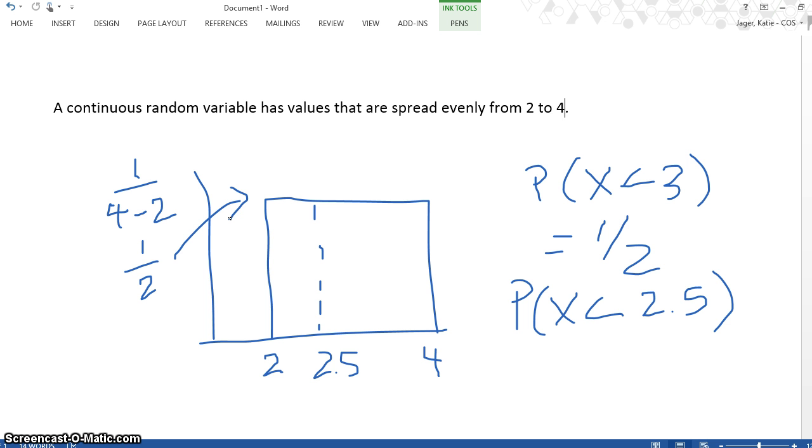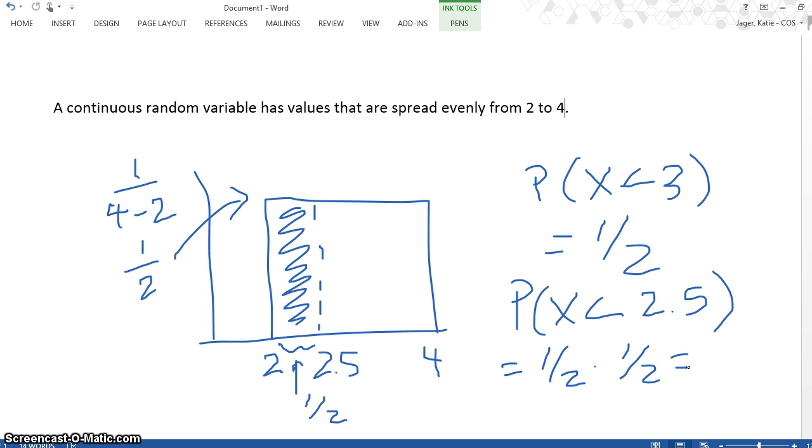Now, if we want to find the area between 2 and 2.5, we can simply notice that the length of this box between 2 and 2.5 is also equal to 0.5 or 1/2. To find this area, we multiply its width, 1/2, times its height. We then get the area under the curve, which is equal to 1/4. So there's a couple of ways you can use the uniform distribution.